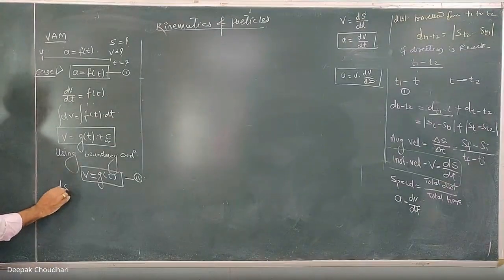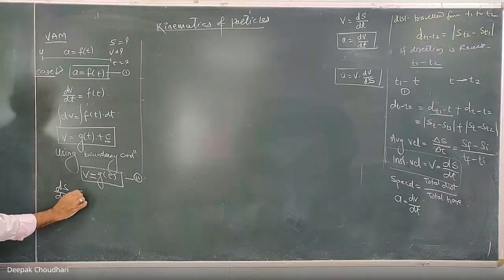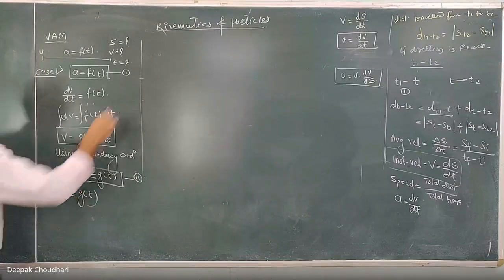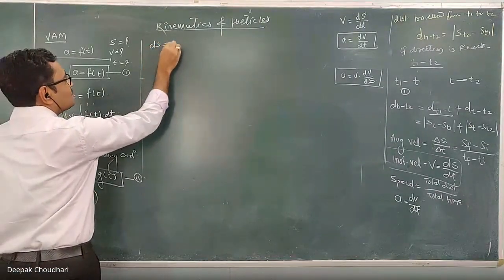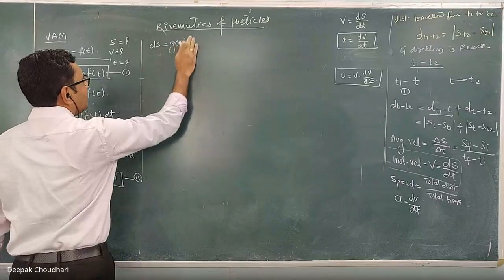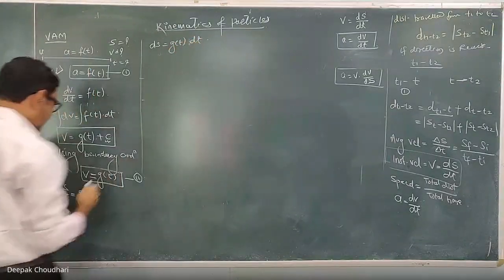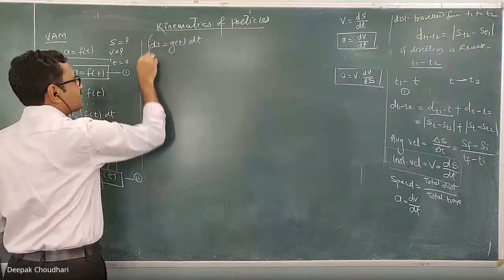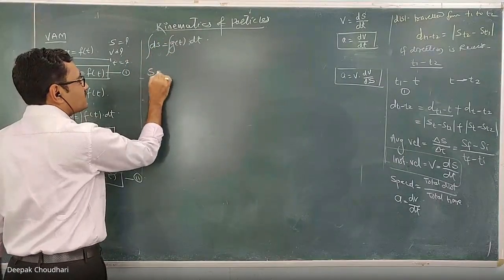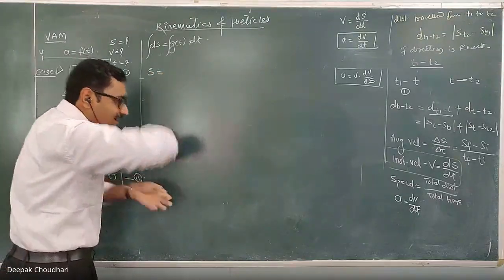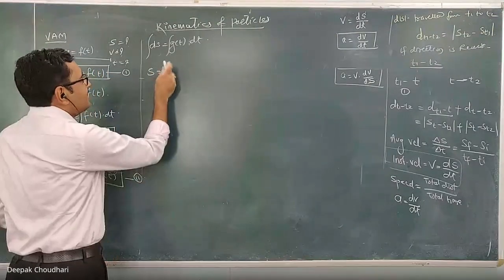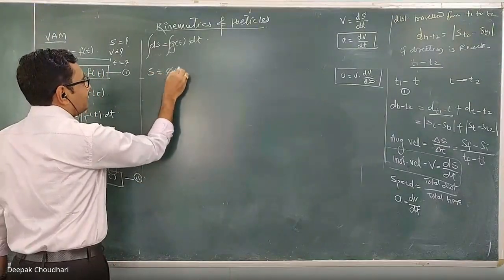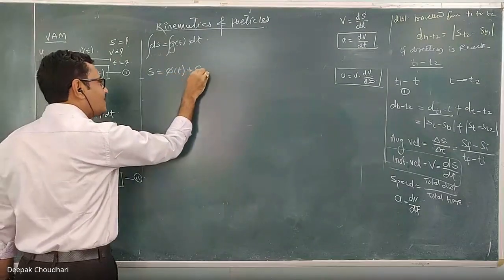So if I replace this v by ds by dt, which is equal to g of t, then again separate the variables. So ds equal to g of t into dt. Take the term of t on one side and the term of s on one side here, and then integrate both sides. If I integrate both sides, I will get s as some next function of t. Here, let's consider it as phi of t plus another constant of integration.